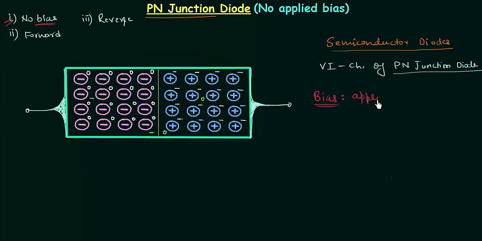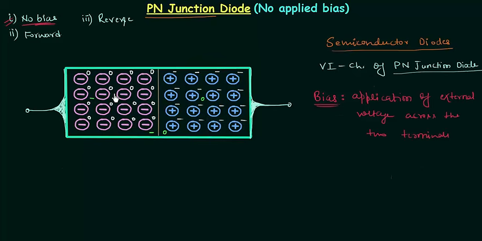Application of external voltage across the two terminals is called as bias. And if we apply no external voltage, it is called as no bias condition. So in this lecture, we are not going to apply any external voltage to this PN junction diode, and we will analyze the PN junction diode in this situation.